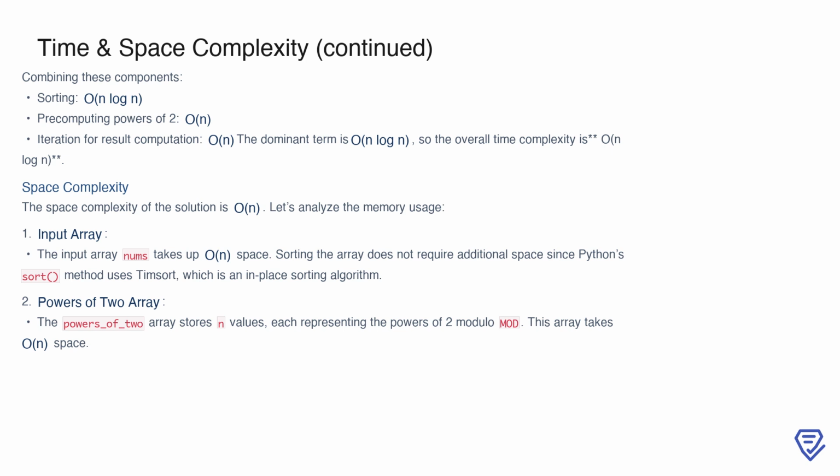First, the input array nums itself takes O(n) space. Importantly, Python's sort method uses timsort, which is an in-place algorithm, so no additional space is needed for sorting. Second, the powers_of_2 array stores n values, each corresponding to a power of 2 modulo mod, contributing another O(n) to the space complexity.